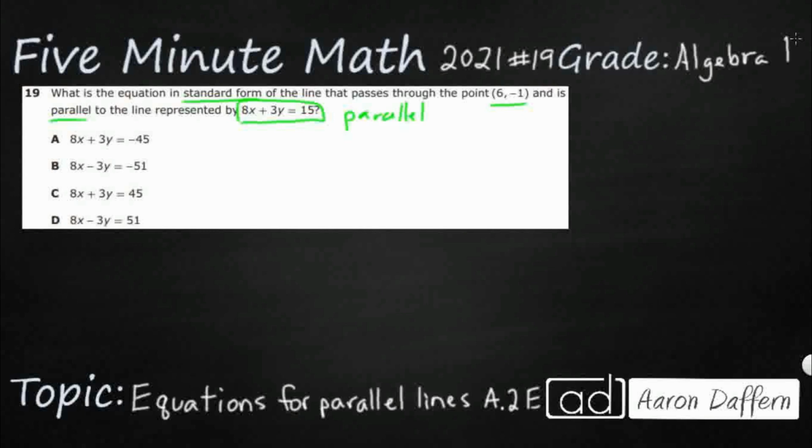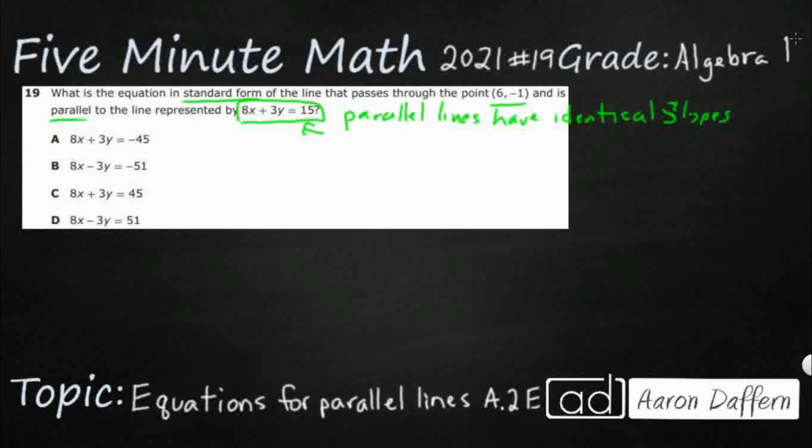So parallel lines are important when we're looking at graphing them. Parallel lines have identical slopes. And that's the key thing that we need to remember. Identical slopes, equal slopes, equivalent slopes, the same slopes. However you want to say it. So we need to find the slope of this line, because whatever the slope of this line is going to be, the same as our new line.